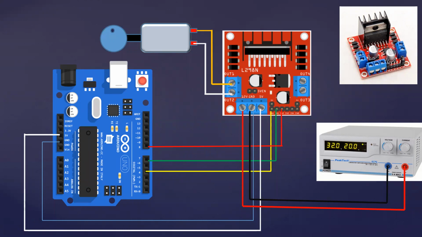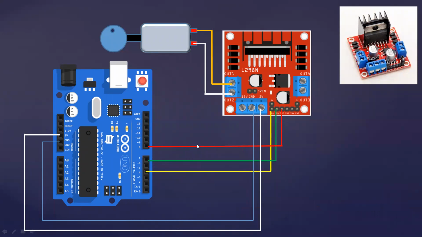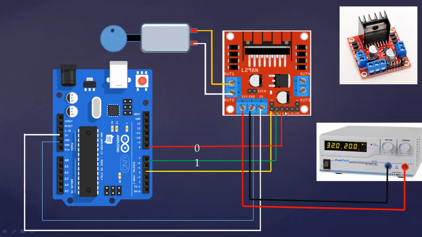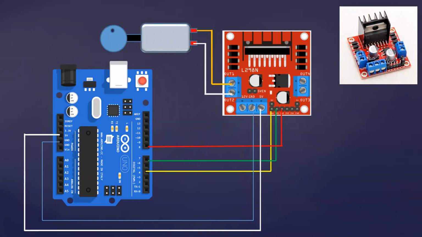Now you can observe how we can control the direction of rotation for the motor. For the direction of rotation, we need to supply a high pulse to the pin number 7, that means 1, and low pulse to the pin number 8, that is logically 0. This high pulse is given to the input 1 and low pulse is given to the input 2. Because of that, the motor will rotate in the clockwise direction.